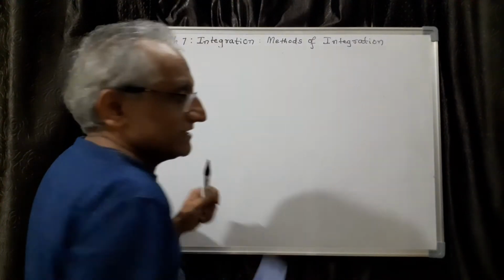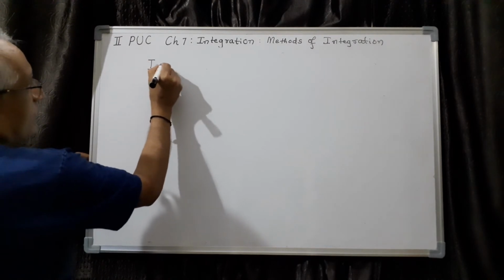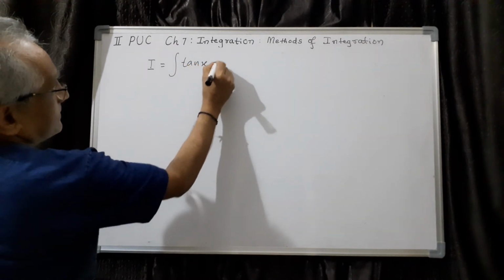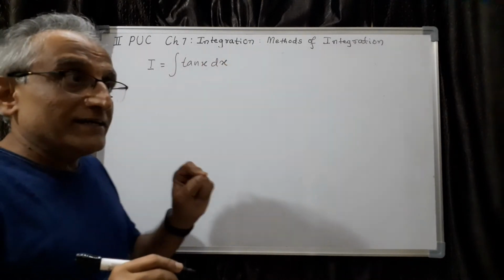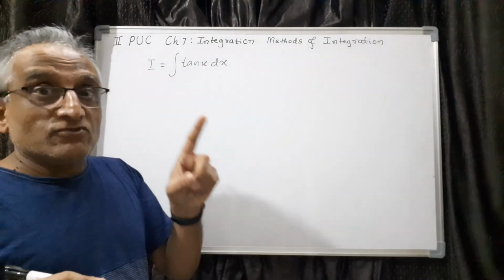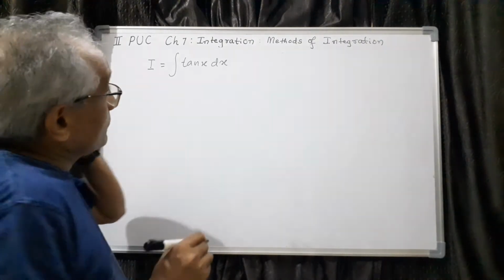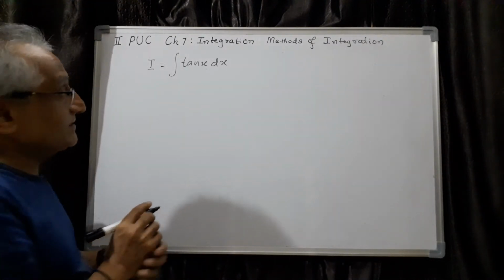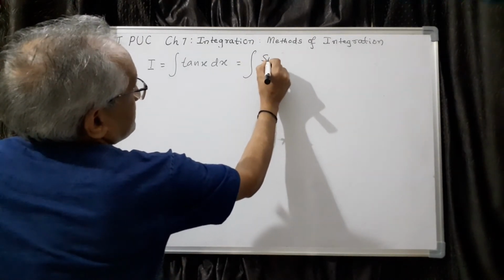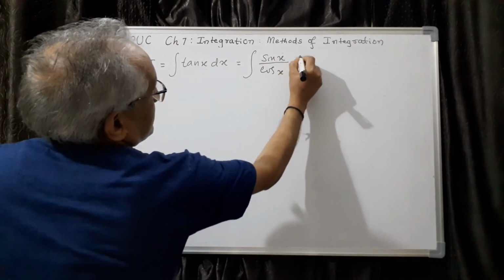So let me first derive what is the tan x formula. Let us take I equal to integration of tan x dx. In the beginning itself I made it very clear, every time the given integrand need not be a composite function for substitution. For example, here tan x is not a composite function, it is a direct function. But here we have to use substitution method. So what we have to do is, we can write this as sin x divided by cos x, then dx.